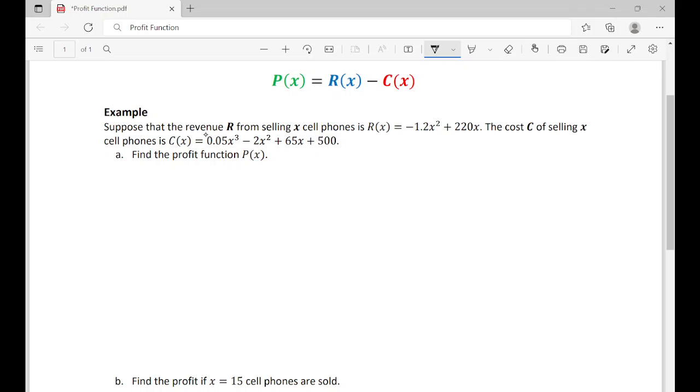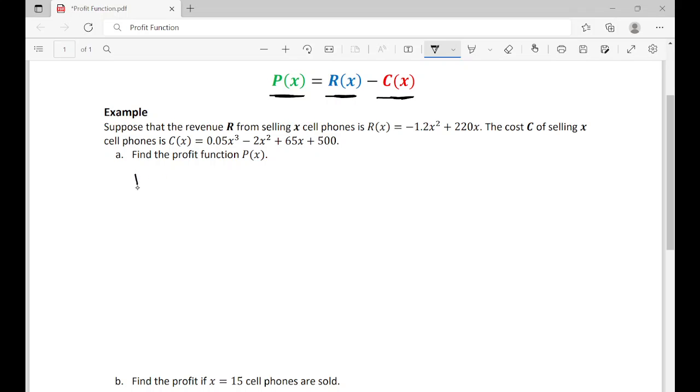So suppose that the revenue R from selling X cell phones is R of X equals negative 1.2x squared plus 220x. The cost C of selling X cell phones is C of X equals 0.05x cubed minus 2x squared plus 65x plus 500. We want to find the profit function. So profit is just revenue minus cost.